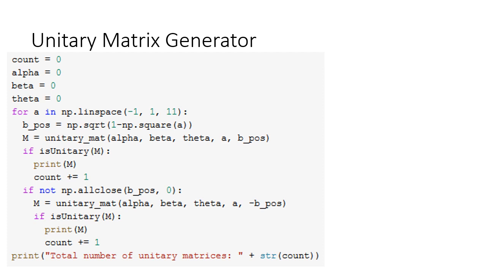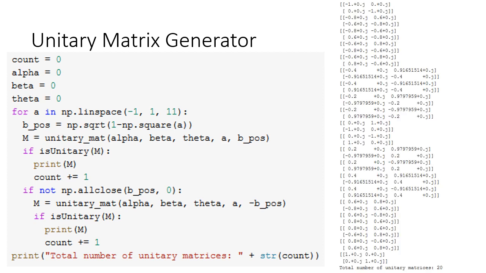Given the expression for the unitary matrix, we can write a for loop function to generate many unitary matrices. Given this program, we can generate a set of matrices as shown on the right. And we can see that there are many possible matrices with different values of A.